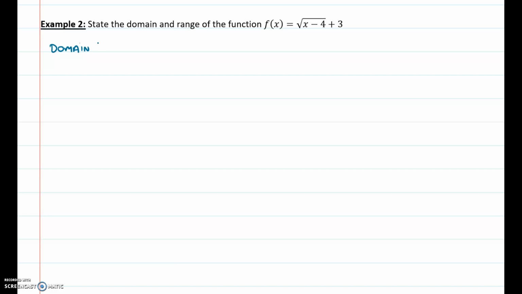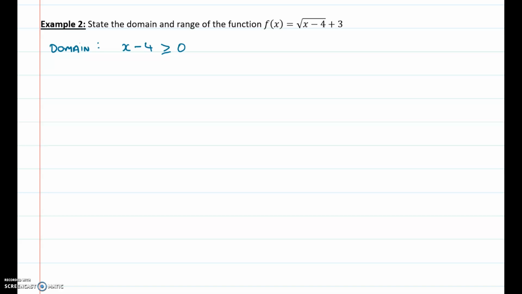you're allowed to use. So for square root functions, that basically comes down to the fact that the piece under the square root sign, which in this case is x minus 4, cannot be negative. You can't get the square root of a negative number. So in other words, x minus 4 has to be greater than or equal to 0. Can't be negative is the same as greater than or equal to 0.